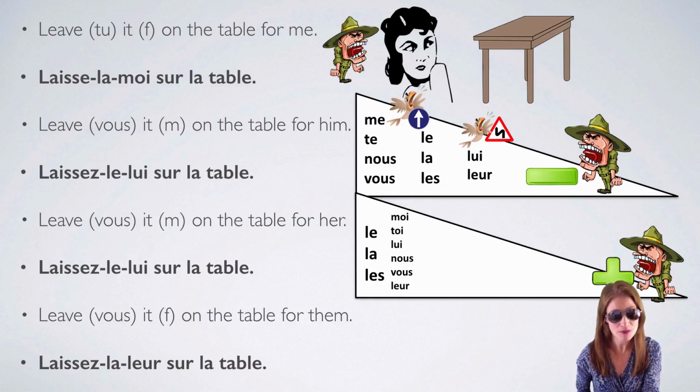Because pour is a preposition and we have a different set of pronouns that come after prepositions with the very long name object of a preposition pronouns. It's the ones that come after the word avec, with. We have moi, toi, lui, elle, nous, vous, and then for them it's eux and elles.